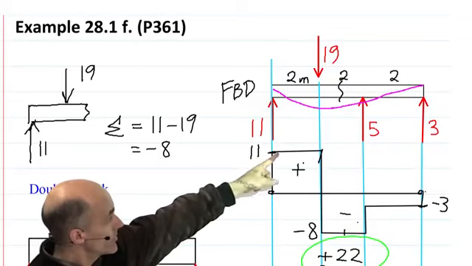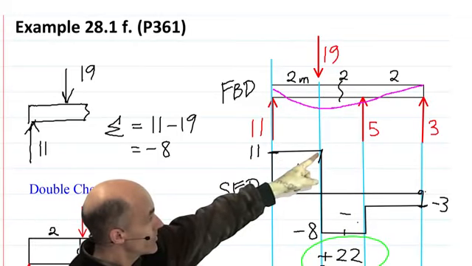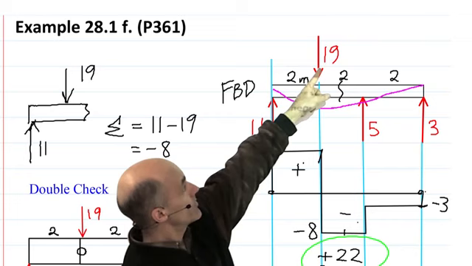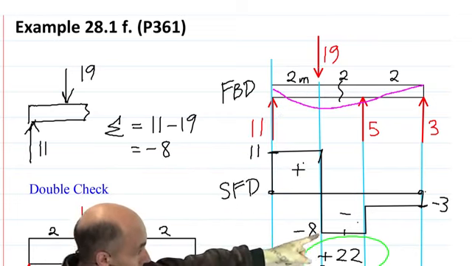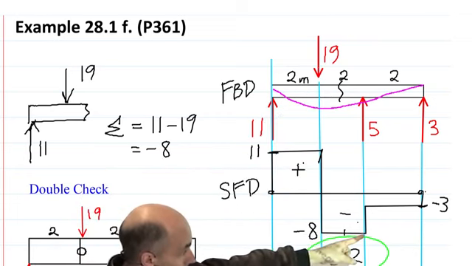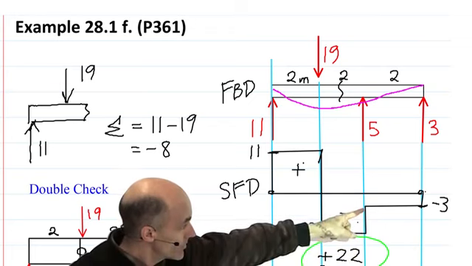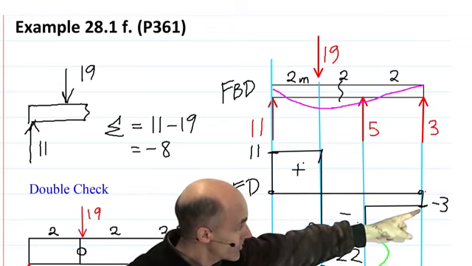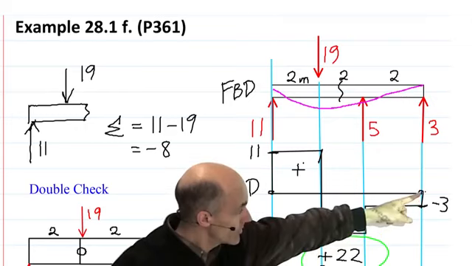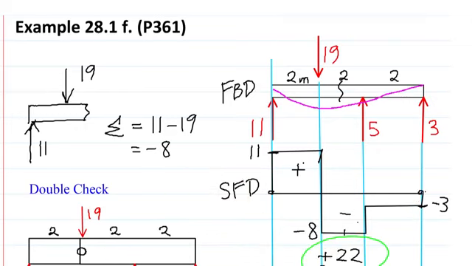So up by 11, nothing happens for 2 metres, so that stays a constant. Now it goes down by 19, so from 11 down to -8. Nothing happens for another 2 metres. Then we go up by 5, takes us to -3. Nothing happens for the last 2 metres. Then 3 takes us back to 0. So our shear force diagram looks like this.